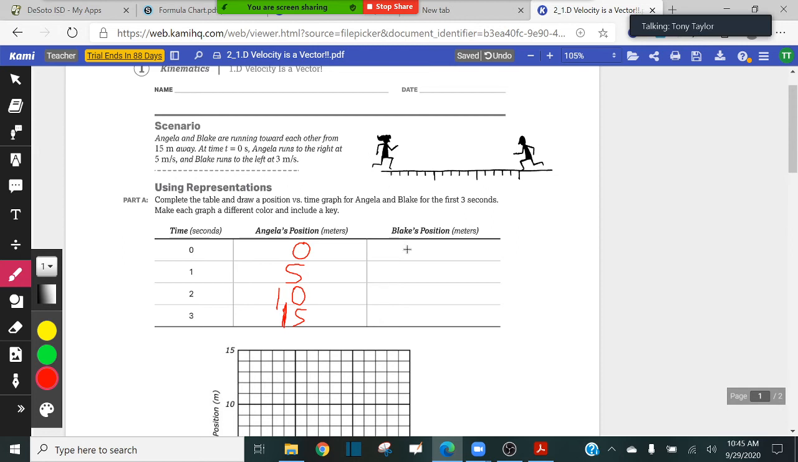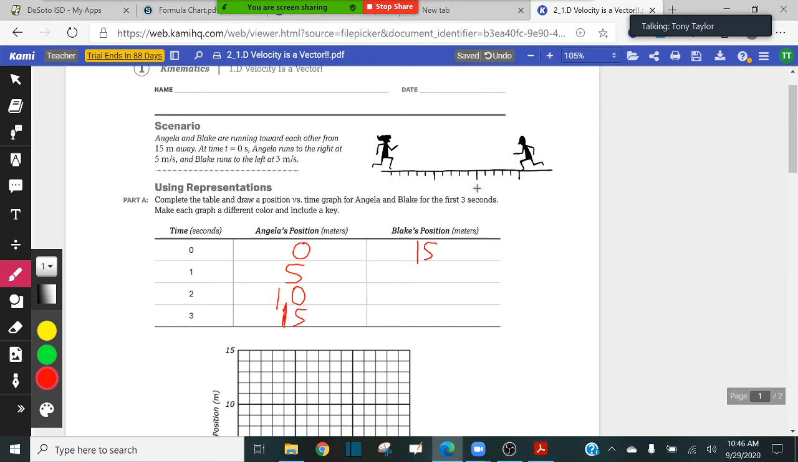Now, notice Blake. Blake, at time zero, he is not at position zero. In fact, we know that he's 15 meters away from Angela. So therefore, at time zero, his starting point is 15 meters. But guys, look at Blake's speed. He's running toward the left, and his speed is different from Angela's speed. He's moving at 3 meters per second in this direction.